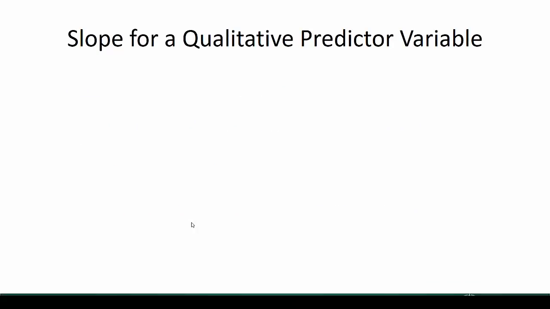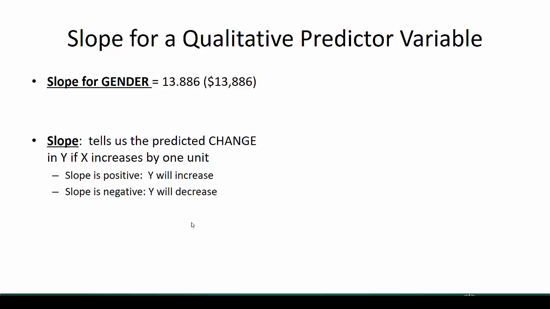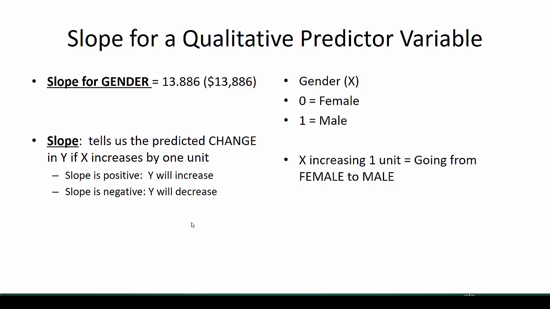However, the slope for a qualitative predictor variable gets a little bit trickier to interpret. So our slope was 13.886, or $13,886. So again, the slope tells us the predicted change in y if x increases by 1 unit. If you remember, gender was coded as 0 is female and 1 is male. So if x increases by 1 unit, that means we're going from a female to a male. So males, in comparison to females, are predicted to have a higher salary of about $13,886.